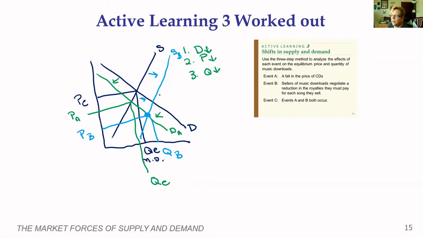Here, it could have only shifted out a little bit versus a lot. So I really can't talk about price here, but I can say the fourth effect, when we added event B to the chain of events, is that the supply curve increased. But because of how I drew it, if I had drawn it just a tiny bit out, somewhere over here, notice that the price would actually have been higher. So I have to be a little careful. All I can really say is that the quantity increased and price will be ambiguous.